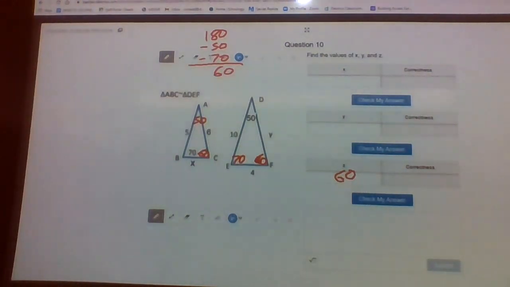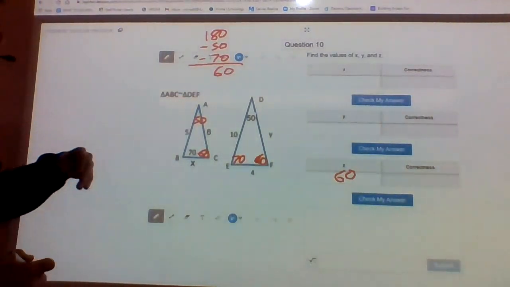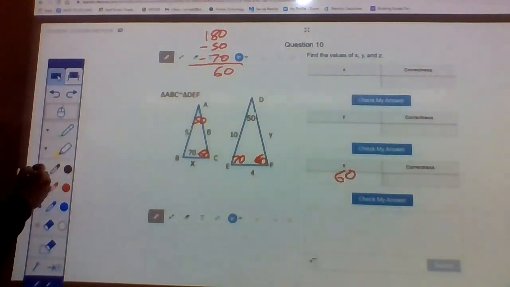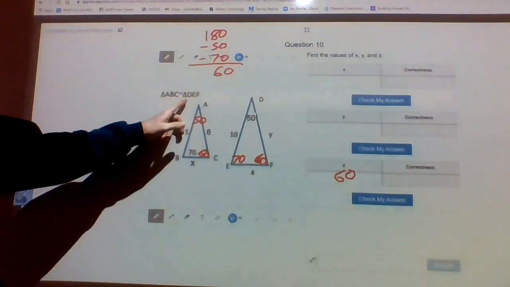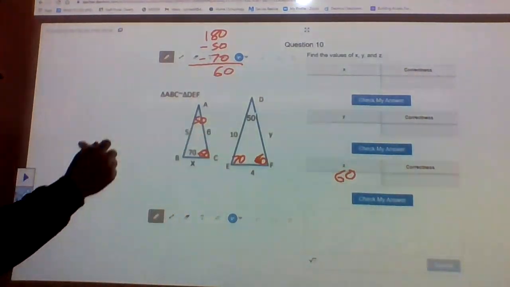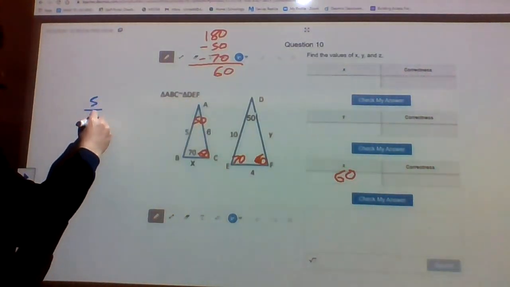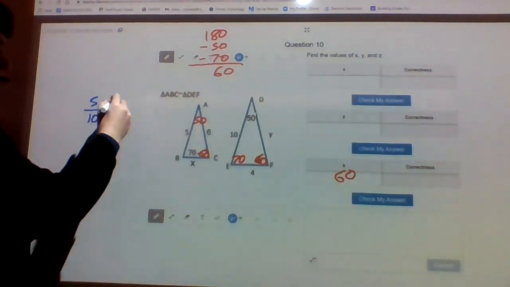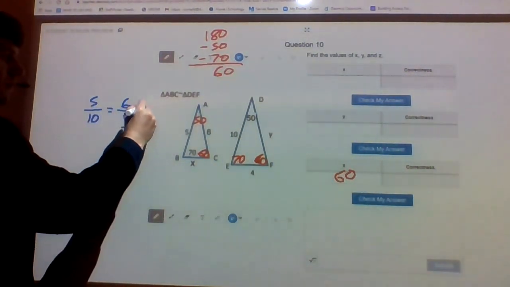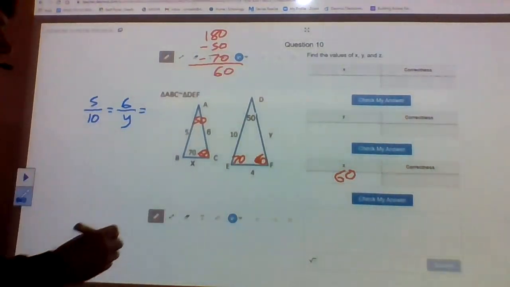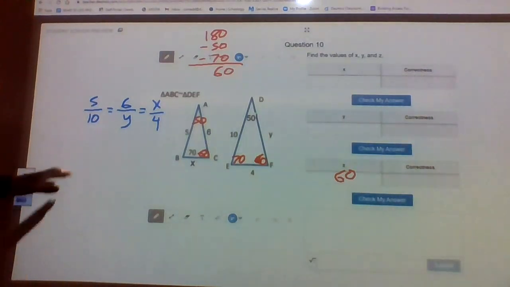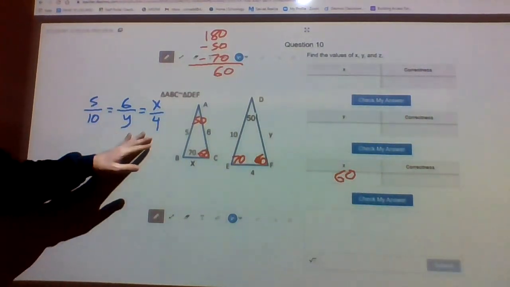Okay, and now we can look at the sides. So we know the triangles are similar, so we know sides are proportional. So we can set up a proportion. Okay, 5 (AB) is going to match up with 10 (DE), so 5 over 10. 6 is going to match up with Y. And then X is going to match up with 4. Okay, so we know all of these ratios should be equal.